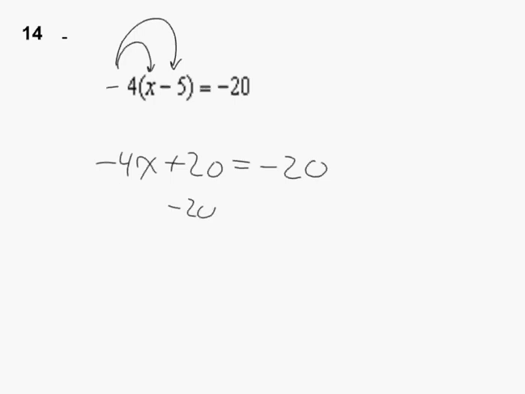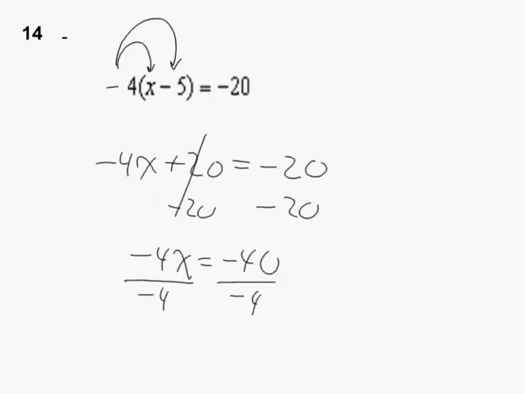And I could take away 20 from both sides to get rid of my constant, and I'd have negative 4x equals negative 40. Divide both sides by negative 4, and x would equal positive 10. If I substitute in here, I get 10 take away 5, which is 5, and a negative 4 times a positive 5, which is a negative 20. So that's one way to solve it, using expansion.